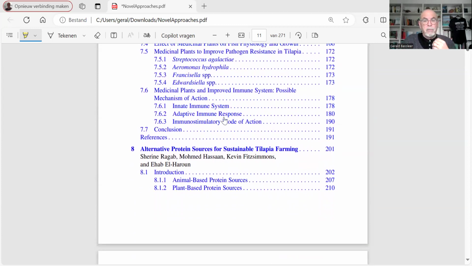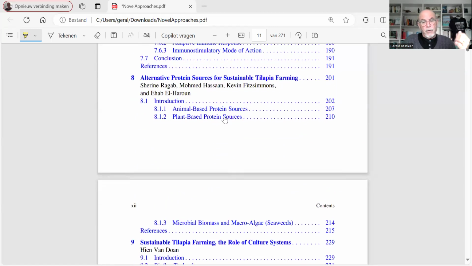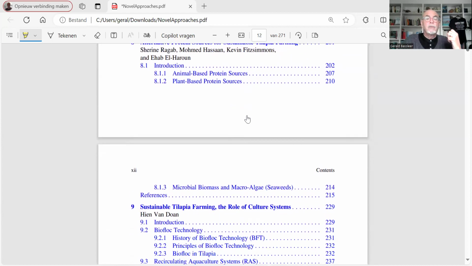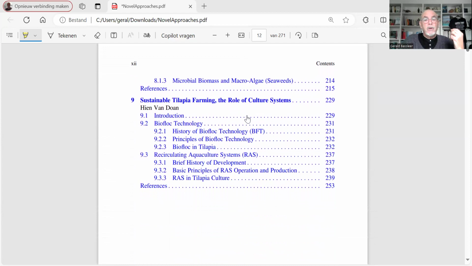Many things are discussed about plants, which is of course something we practice a lot and use a lot in our Dr. Bassleer Biofish Food. Then alternative protein sources from animal or plant-based, particularly I think algae will be a good future alternative protein source, and marine algae particularly, and sustainable farming of the tilapia.